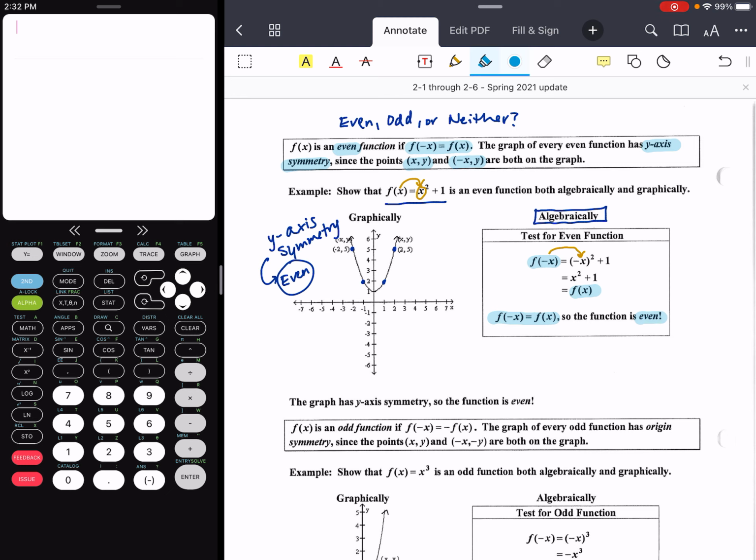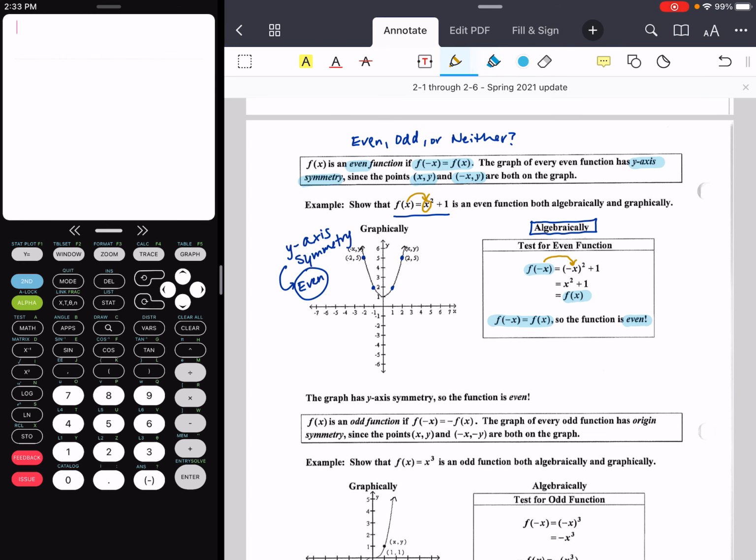Even if you can do a lot of this in your head, even if you think it's obvious, I want you guys to prove to me that you know what you're doing here. I want to see this f of negative x step. I want to see you plugging negative x into your function, simplifying, and then writing this summary statement at the end. So make sure you give me this line. Okay.